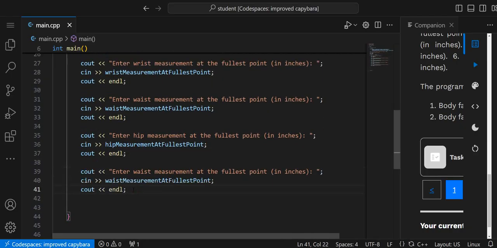Next one's going to be forearm, just one word.